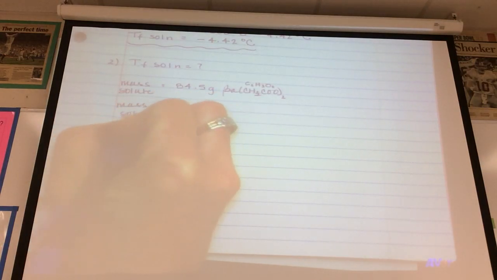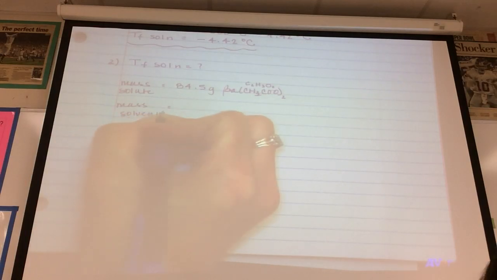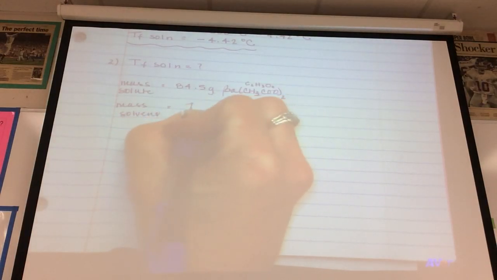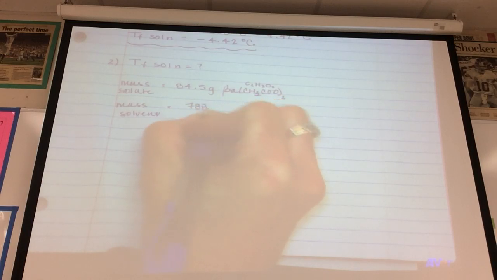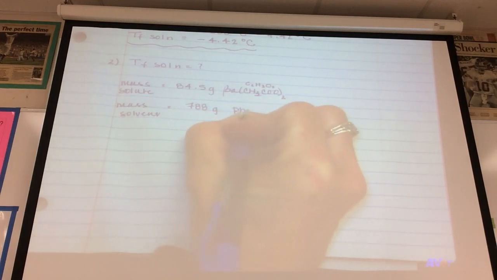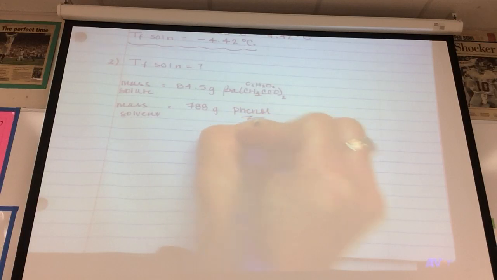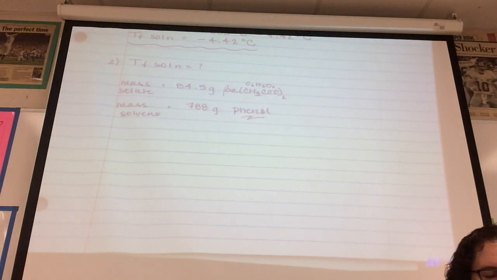What's the mass of the solvent? 788 grams, and your solvent's phenol. Make sure you note the solvent. You're going to need it for table 2. There are your pieces. This problem should take you maybe 4 or 5 minutes to solve. Give it a try.